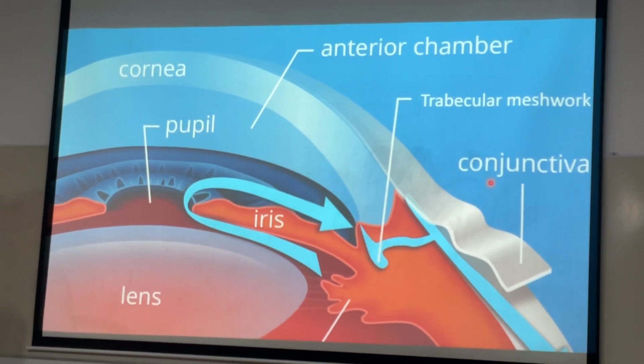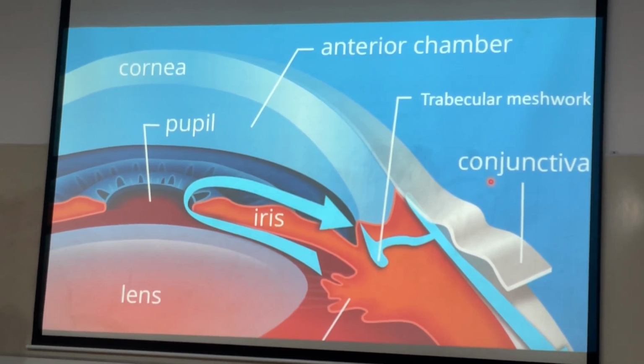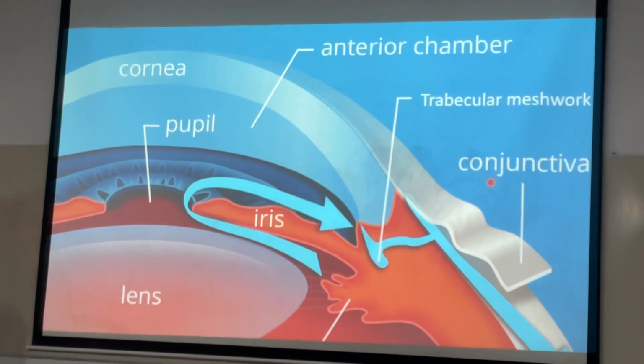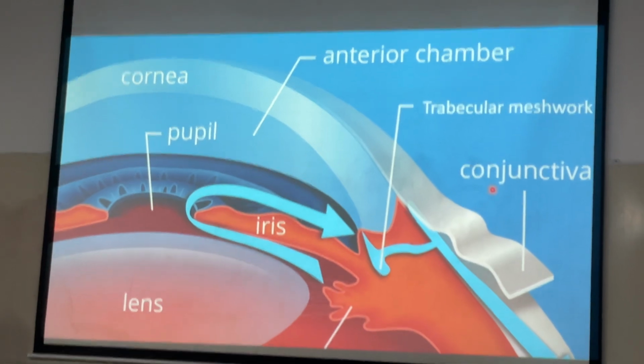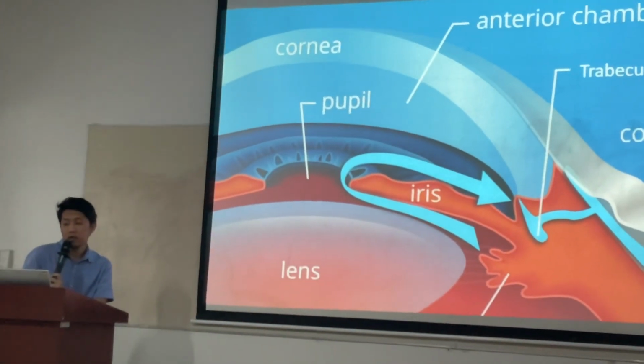So I try to make it simple. Just breaking down the parts of the eye, its common functions. Not so much with the technicalities, but just how it looks like, what they are, what they're made of, and what their purpose is in the eye.